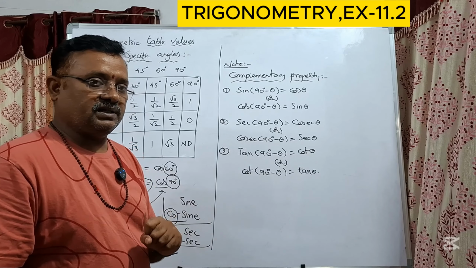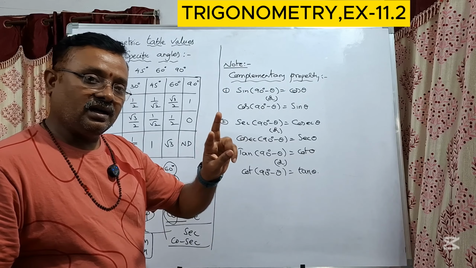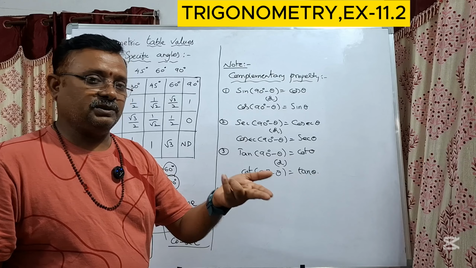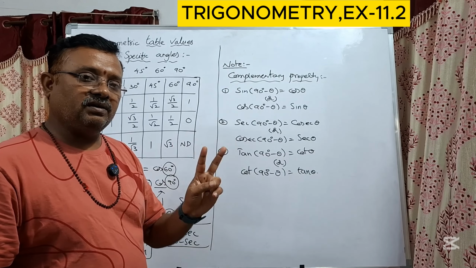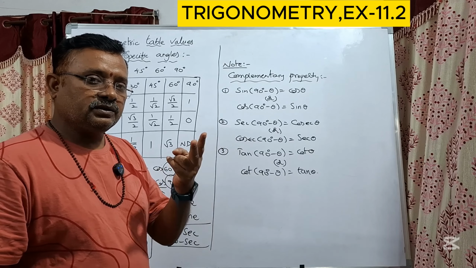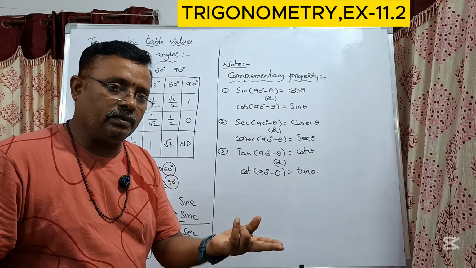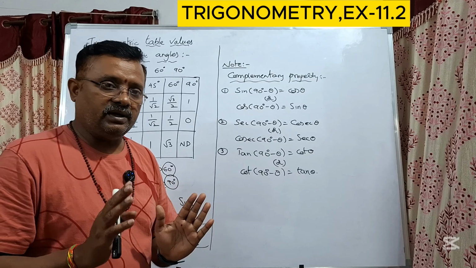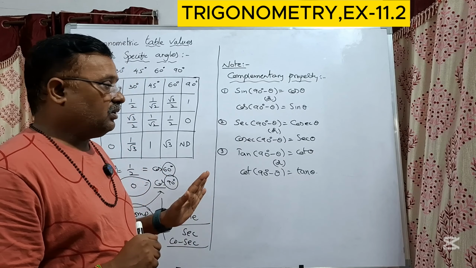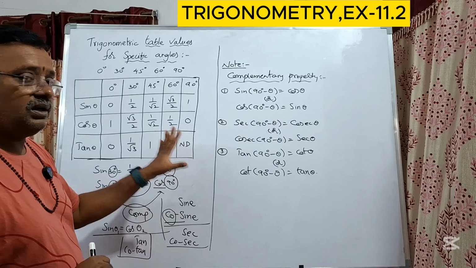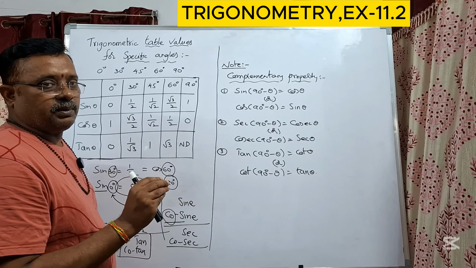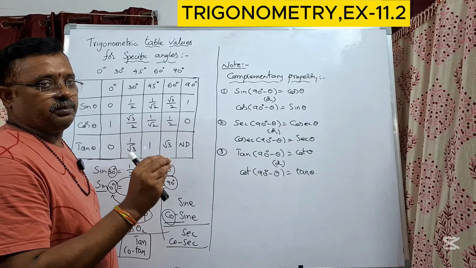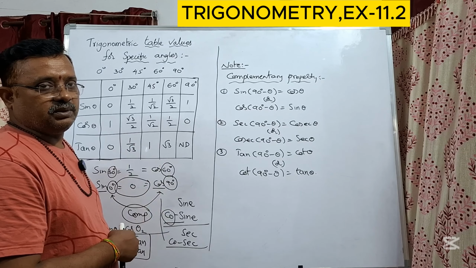Here the special observation is that tan and cot are reciprocal pairs, following the reciprocal property. Tan and cot are also complementary pairs, following the complementary property. So these two will follow both the reciprocal property and the complementary property. Have you understood that? Now learn this one, remember this one by heart, to apply to solve the problems coming from exercise 11.2. Let us discuss that.